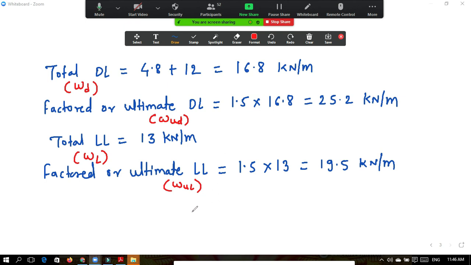Now after this, we are going to calculate the bending moment. To calculate the bending moment, again we need to do the same thing. For the end span, we have to calculate the bending moment. After that, we have to calculate the bending moment at the support next to the end support, then at the interior span. So we are going to use Table number 12 on page number 36 to calculate the bending moment.